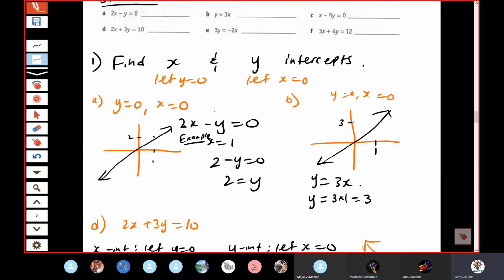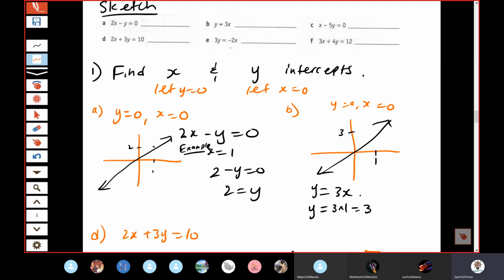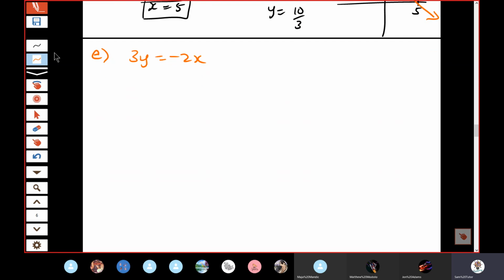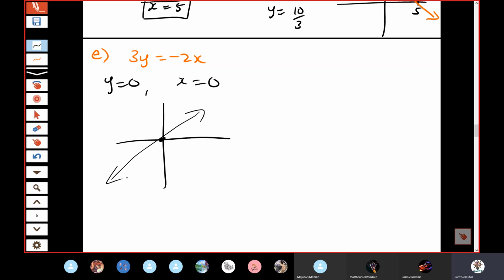E, let's try E. Where are we? 3y. Okay, yeah, that's the one that I wanted to try. 3y equals negative 2x. See, if I let x equal to 0, you get y equal to 0. When you make y equal to 0, you'll get x equal to 0. So again, you're just going to say, oh, well, that's just going through the center. The problem is it's not this way. Why? Well, let's have a look.